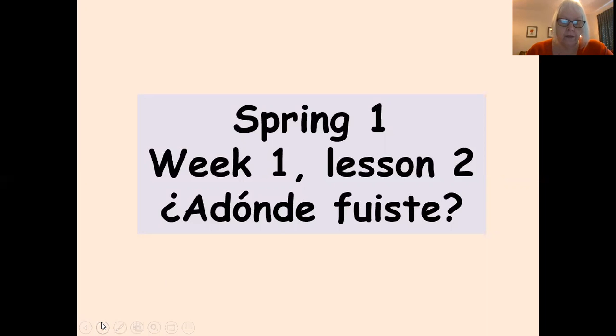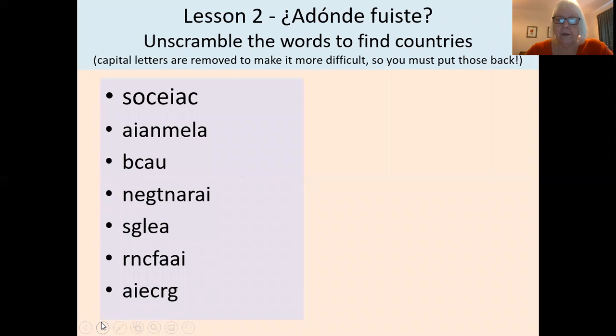So, moving on in this lesson, as a starter, there's your title again at the top. Can you unscramble the words to find countries? We looked at these yesterday at the beginning of the first lesson, and in these I've taken away the capital letters, so you need to put those back. It makes it more difficult to sort out. There are 7, tenemos 7 países, 7 countries, and you need to unscramble each of those words to make the name of a country in Spanish. So pause the video while you do that, please, and when you're ready, restart it.